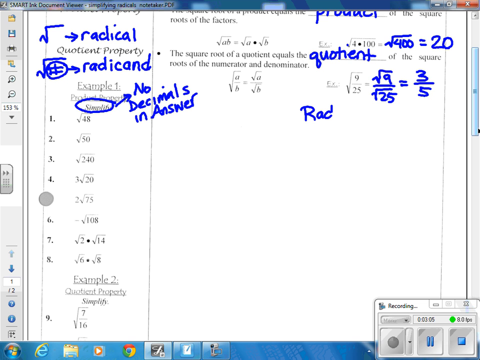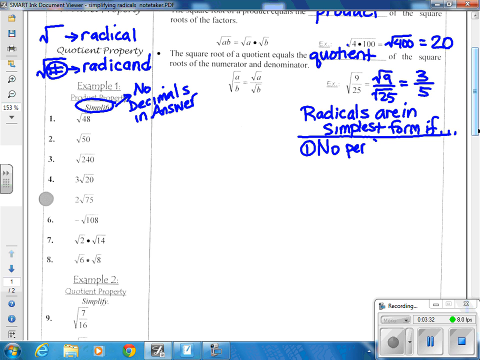So over here on the right-hand side, go ahead and write down these steps for me. It helps you remember when you know you're done and when you know you're not done. So radicals are in simplest form if, and then you want to look for these 3 things. The first thing you want to look for, they are in simplest form if no perfect squares other than 1 are in the radicand.